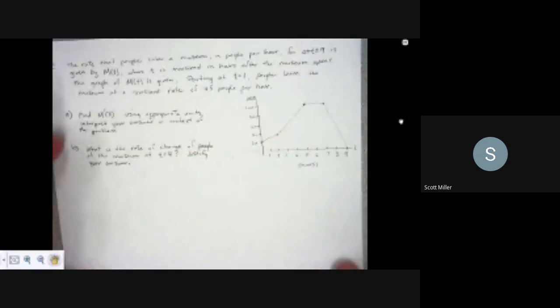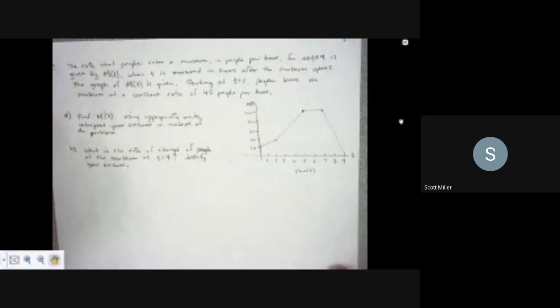In this example here, I have a picture involved. In this one, the rate at which people enter a museum in people per hour is given by M of T. T is measured in hours after the museum opens. The graph is given. Starting at T equals 1, people leave the museum at a constant rate of 45 people per hour. So starting here, in the first hour, no one's leaving. At T equals 1, people will start leaving at a constant rate of 45 people per hour.